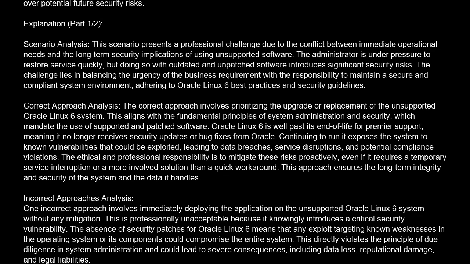The correct answer is B. Immediately deploy the application on the unsupported Oracle Linux 6 system, prioritizing immediate service restoration over potential future security risks.